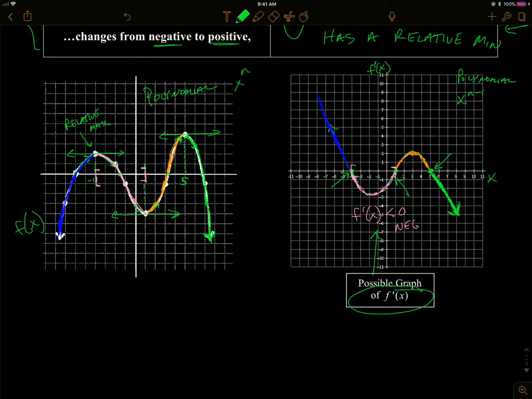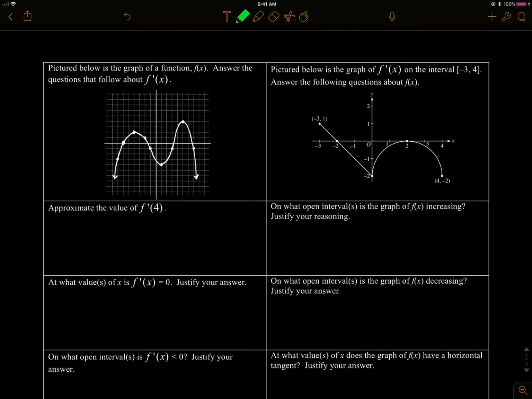Hey, it's 9:41 a.m. again. I got to fix my iPad.